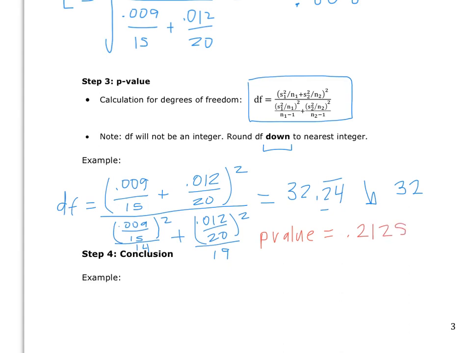So I want to hold on just a second here before we go on to the conclusion. The things that have been different so far are the hypotheses, and then the test statistic, and the degrees of freedom. And you notice we're following the same pattern, and we can just follow the same pattern here for the conclusion as well.